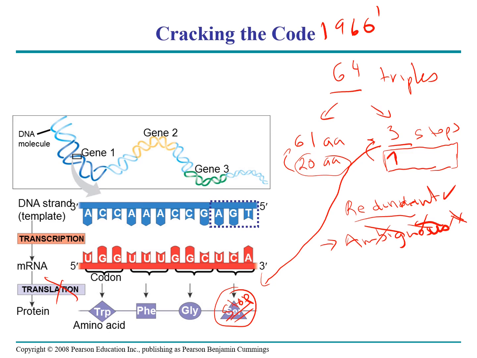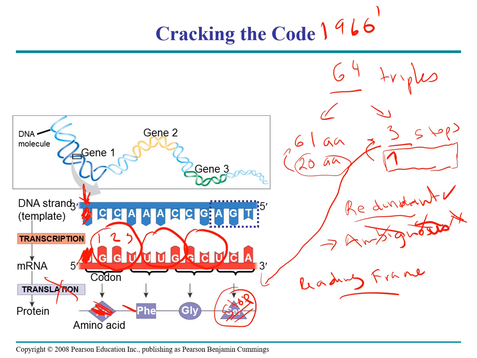They also found that the reading frame is very important. So for example, if a mutation appears that removes this nucleotide, now you're going to have a completely different codon. So now this will be 1, 2, 3. So this will be a different codon. This will be a different codon. This will be a different codon. And this will cause all the amino acids to be different. So the reading frame is very important.